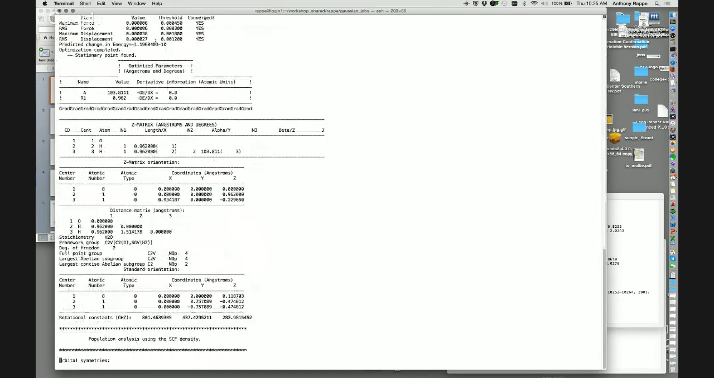So if we set that distance and let the angle optimize, we end up with an angle of 103.8, which is what we found before with the same basis set and the same functional. So that all worked out fine.